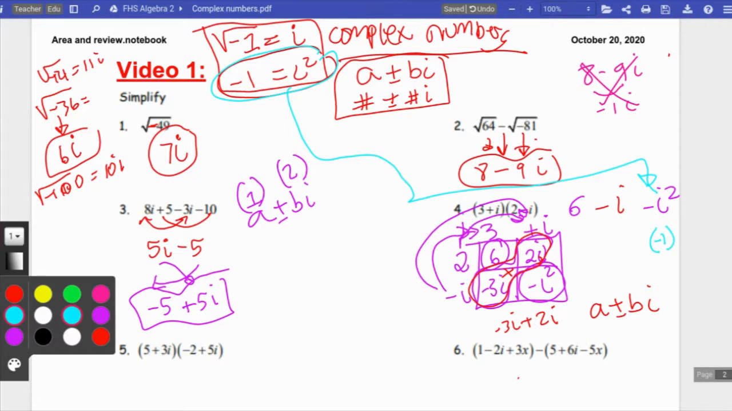And then you bring everything down. Even the sign comes down. That was a negative, I have a negative i. Then I have a positive 6. Negative times negative should make a positive 1. You still have your negative i. Let's go ahead and combine like terms.